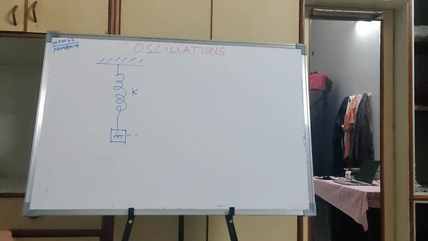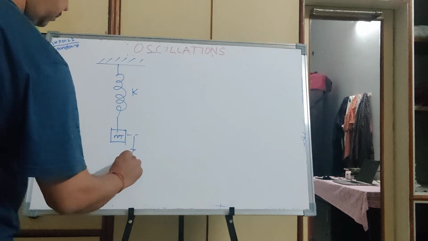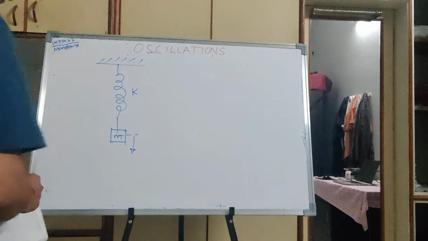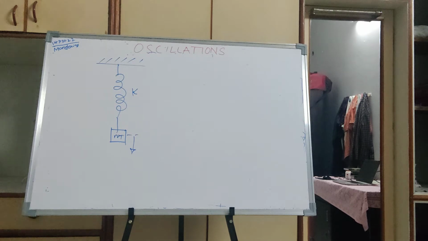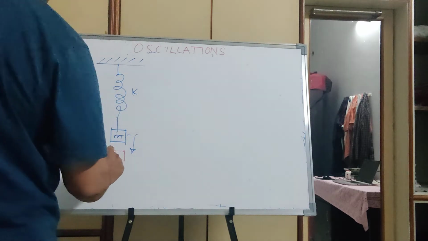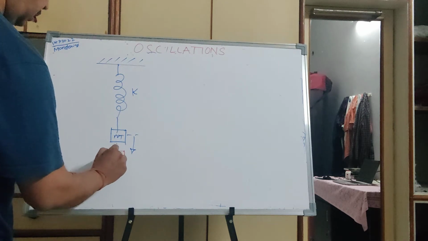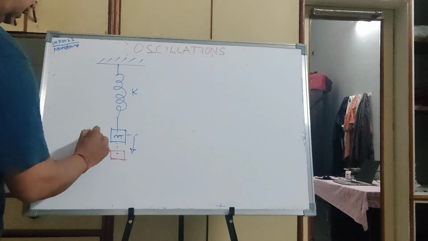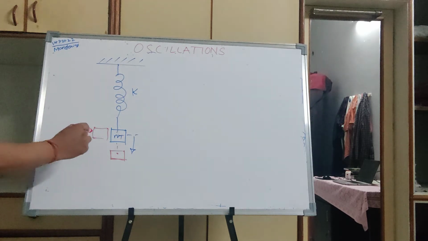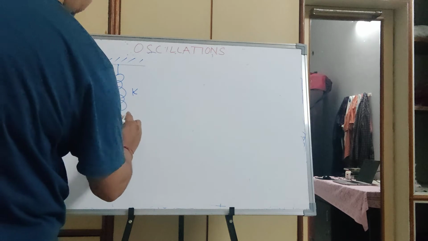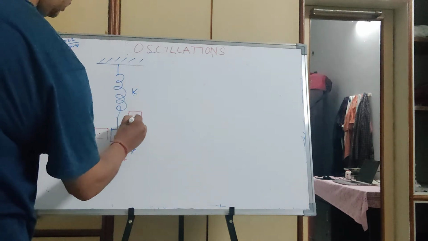Okay. So you just apply a little bit of force there. You assume that there is no air resistance. You just disturb it. If you disturb it, what will happen? This mass will get disturbed. It will come till this point. Then it will try to go back to its original position. Then once it reaches the original position, it will overshoot that original position.